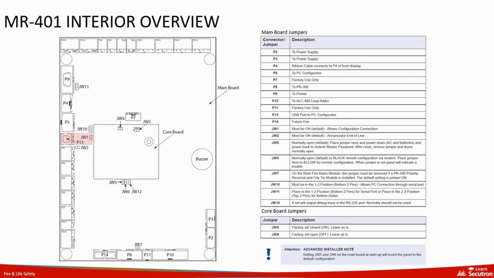The main board features connectors and jumpers. A reference index is shown on the right. Pay attention to jumper settings, as incorrect configurations can affect panel operation. The installation manual has this information and should be referred to for proper configurations. Of note, however, is jumper JW1 next to the USB port P13 that must be on to allow the panel to be connected and configured by a laptop.